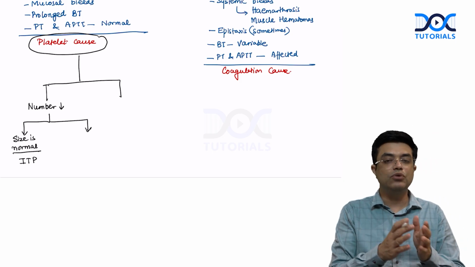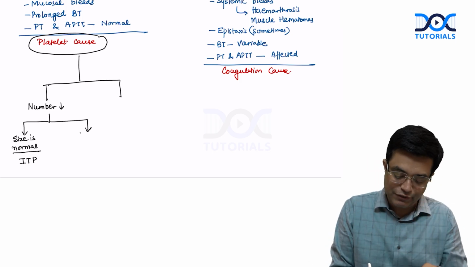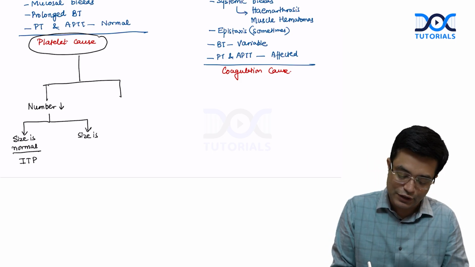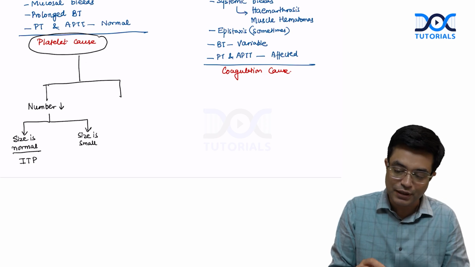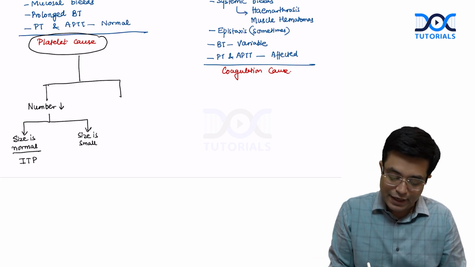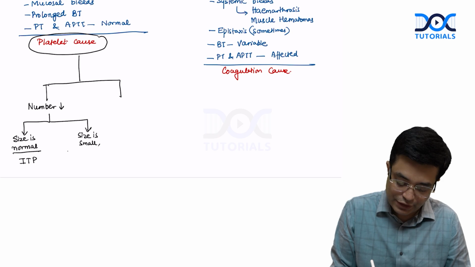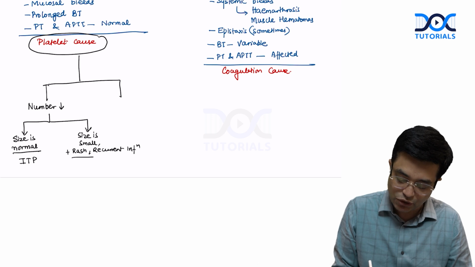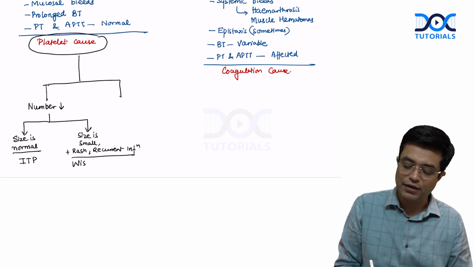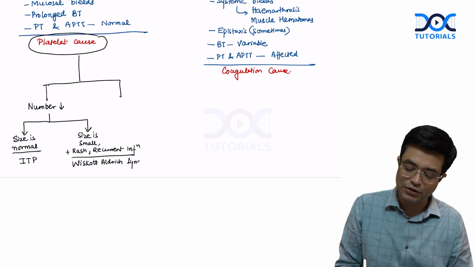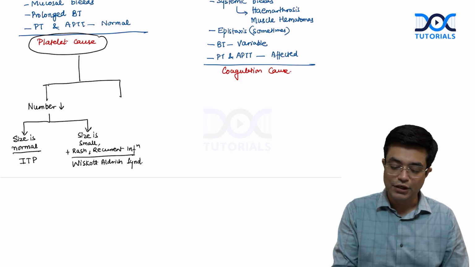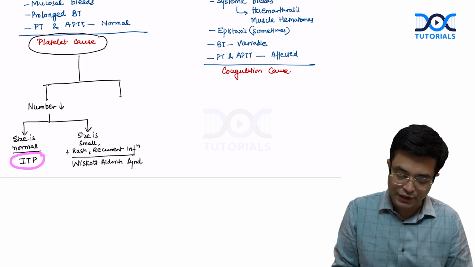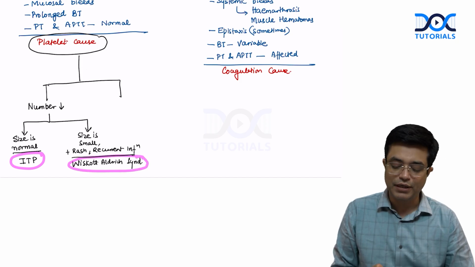ITP stands for immune thrombocytopenic purpura. But if they say the size of the platelet is abnormally small, and they write it is associated with rash and recurrent infections, in such patients you will suspect a disorder called Wiskott-Aldrich syndrome. And this will generally be seen in males because it is an X-linked recessive condition. So these are the possibilities you will consider if it is a low platelet count.